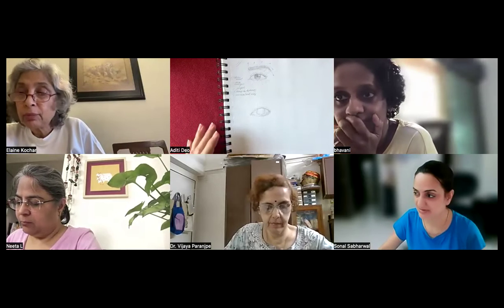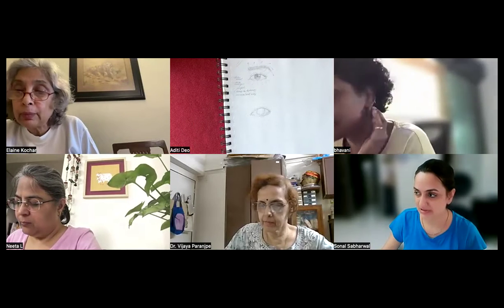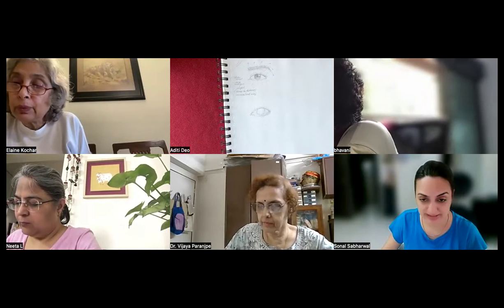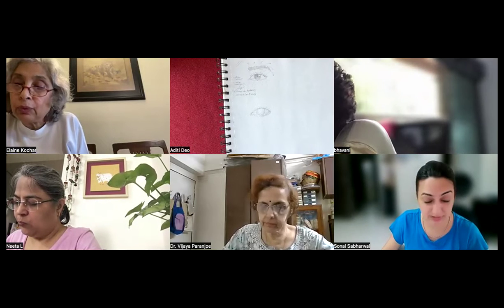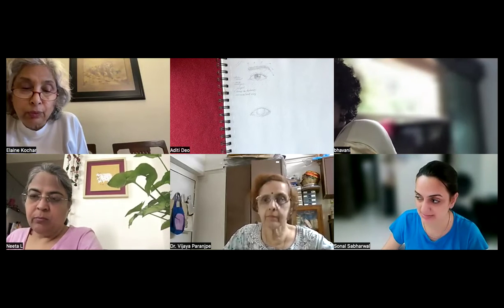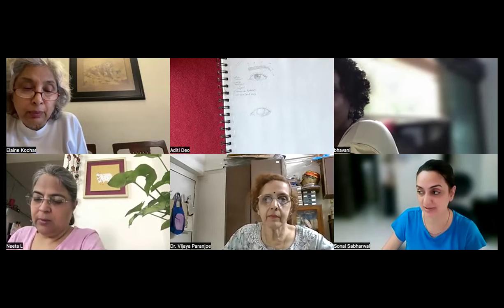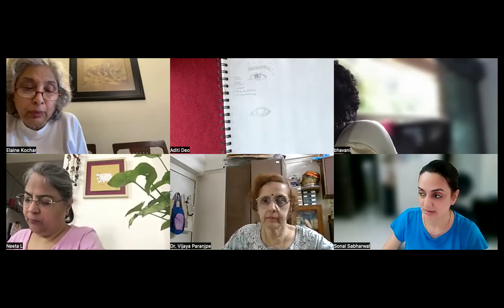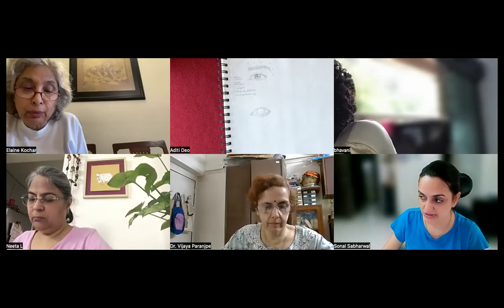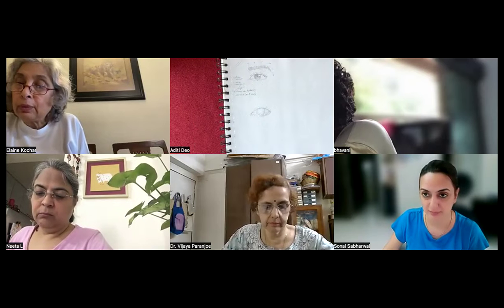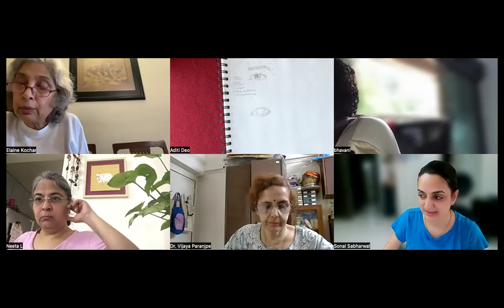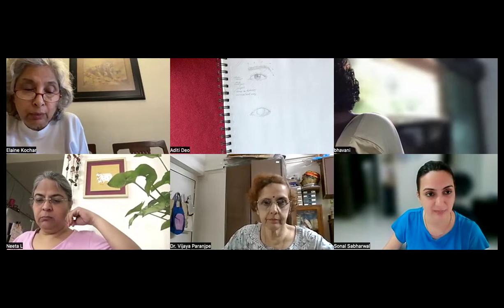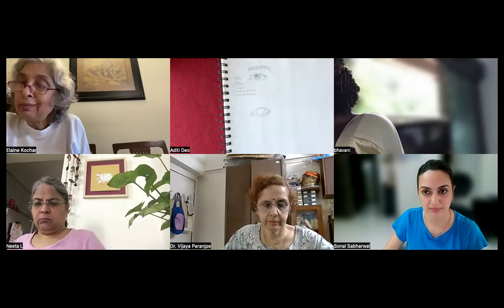Aditi, one question. I'm looking at the reference picture that you shared for the right eye. If you see the black pupil, the circle, it is absolutely touching the lower lid margin also. So should we draw like that, or should it end a little prior to the margin?